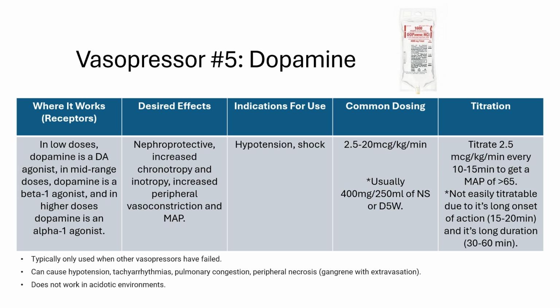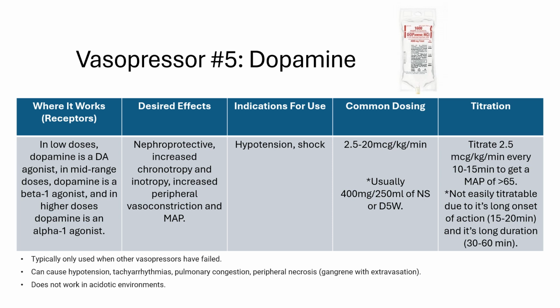Dosing on this one is interesting. So with dopamine, it's common that we get it 400 milligrams in 250 mLs of normal saline or D5W. Your common dosing for this is 2.5 to 20 micrograms per kilogram per minute, whereas everything else is so minuscule.